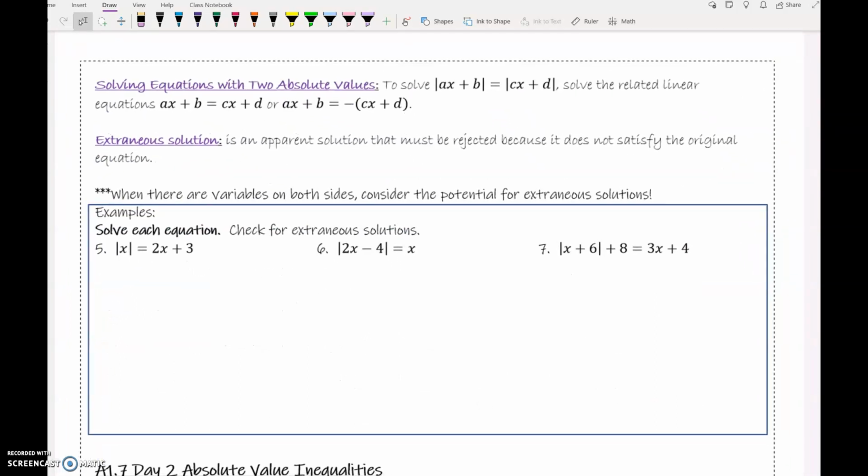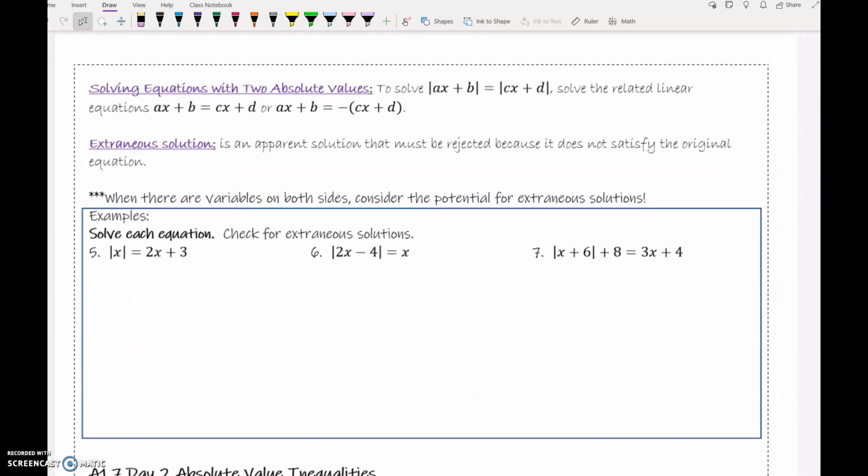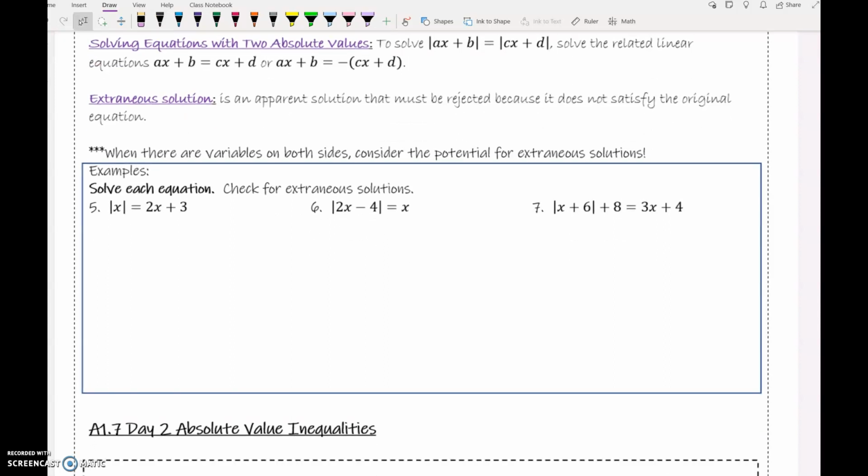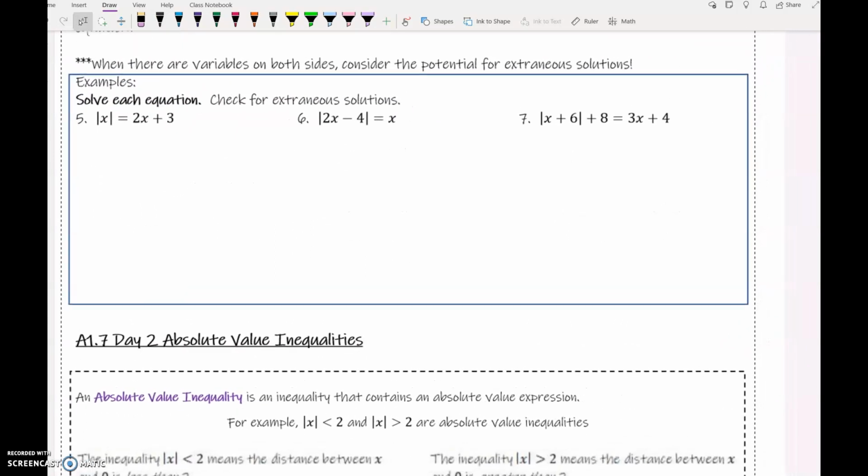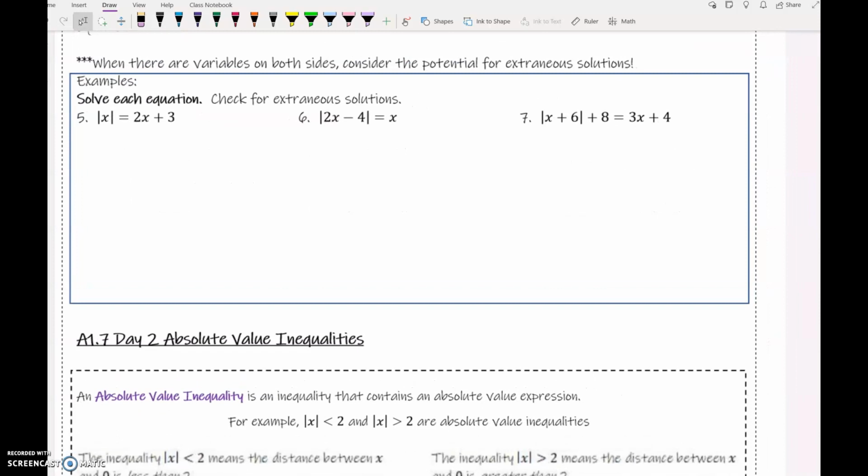Solving equations with 2 absolute values. I don't know why that's in there because we are not really doing that. Take a look at examples 5, 6, and 7. The difference in 5, 6, and 7 is that there's an x inside the absolute value bars. There's also an x on the right side. So here's how we do this.